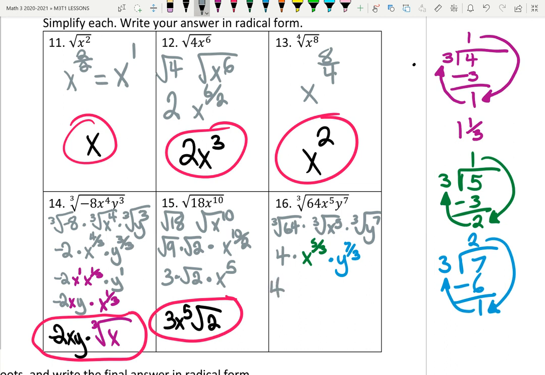So for the 4, and I can split this up. It's going to be x to the 1 2/3, and it's going to be y to the 2 1/3. I'm going to regroup this to be 4 times x to the 1st, x to the 2/3 times y squared times y to the 1/3.